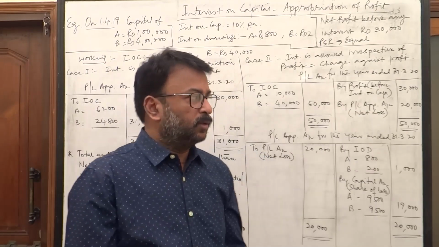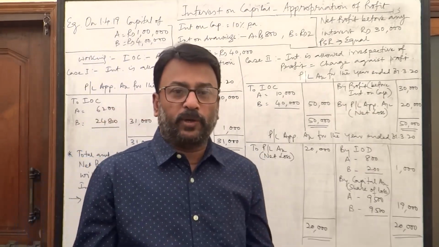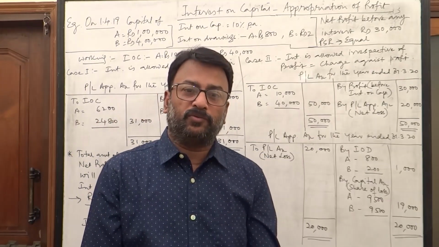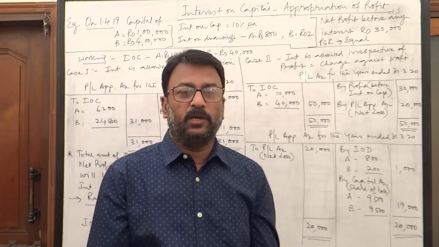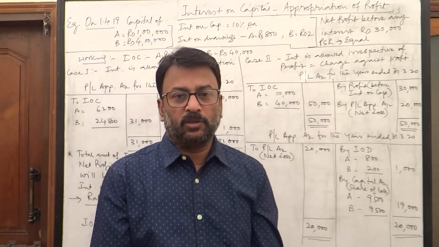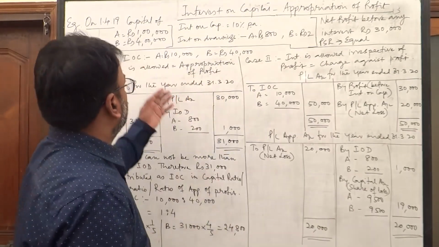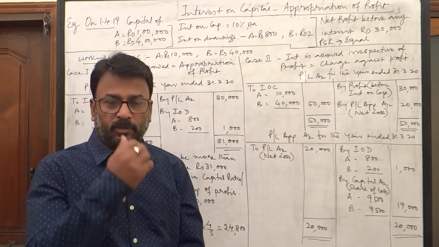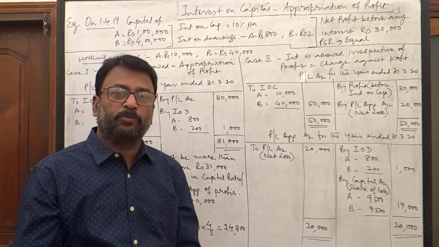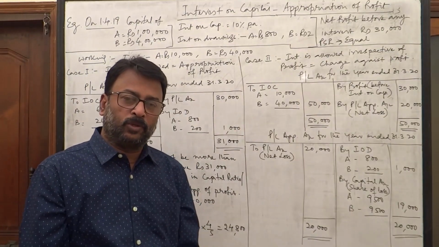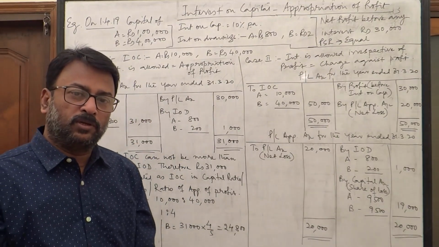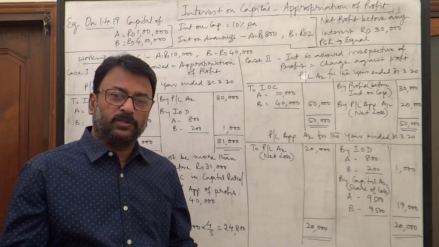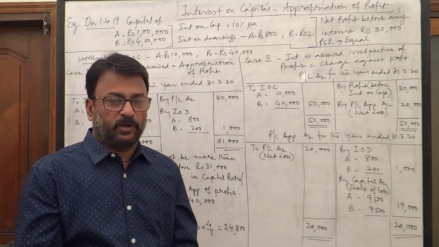But here I have tried to explain the treatment of interest on capital in the P&L appropriation account in two different cases. I have taken one example. Normally interest on capital is an appropriation of profit. This is not charged against profit. It is not an expense. So normally we consider it as appropriation of profit.